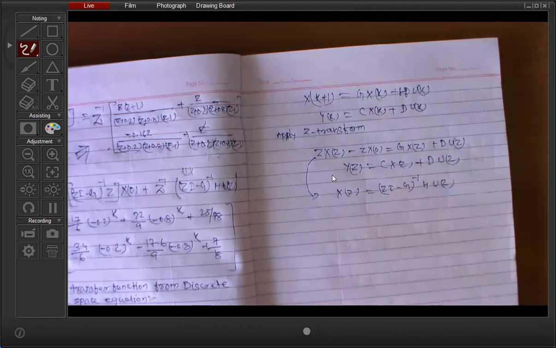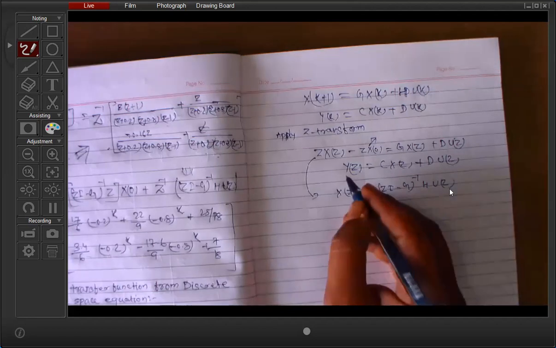Why do you have to ignore this part? Why have you taken this part as 0? Hello, am I audible to you? Yes, sir. Sir, in the transfer function the initial condition is 0. Yes, because if you want to find out the transfer function, in the transfer function we have to consider that the initial value of the system is equal to 0. That's why we have to ignore this part, or take it as 0. Then X(z) is equal to (zI minus G) inverse into H into U(z).